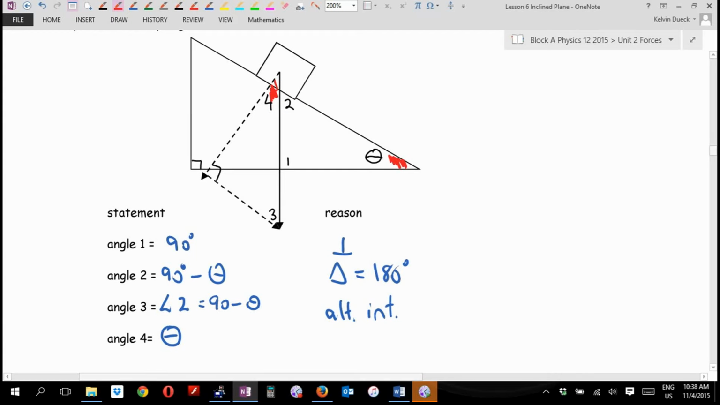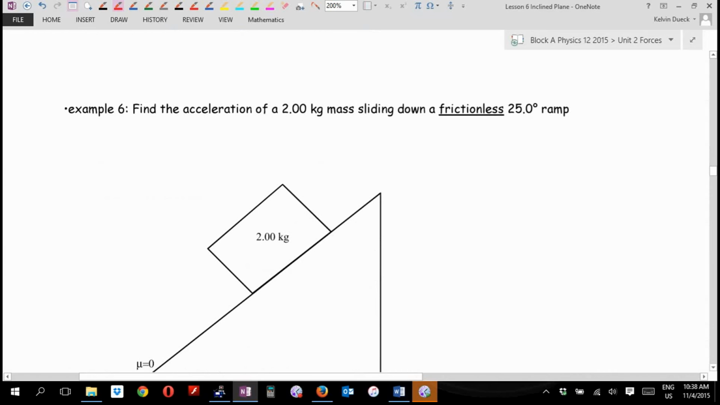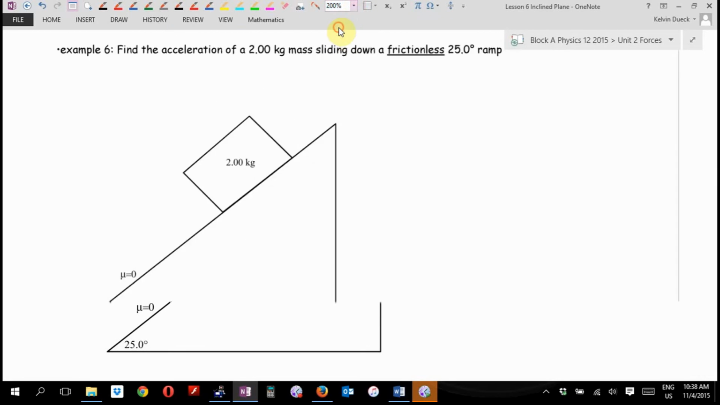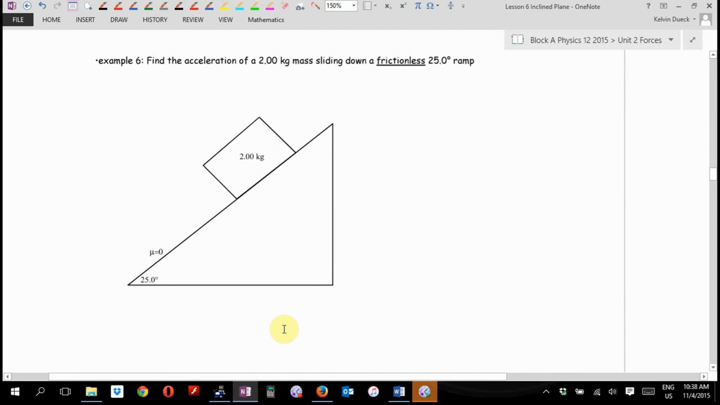Now let's get tricky with it. Let's do an actual question. Example 6. I like example 6, except example 6 is even a little easy because there's no friction, but we're going to start here. It says, find the acceleration of a 2 kilogram mass sliding down a frictionless 25-degree angle ramp.